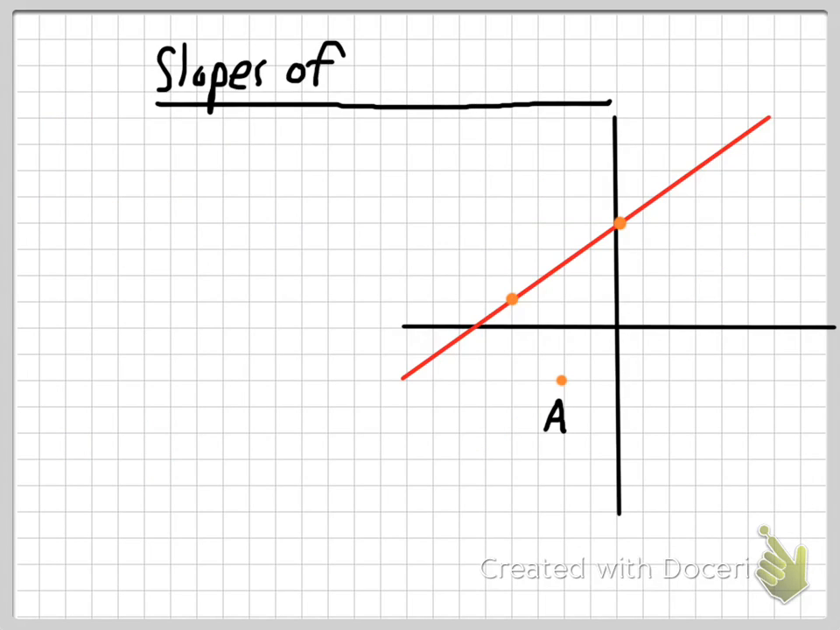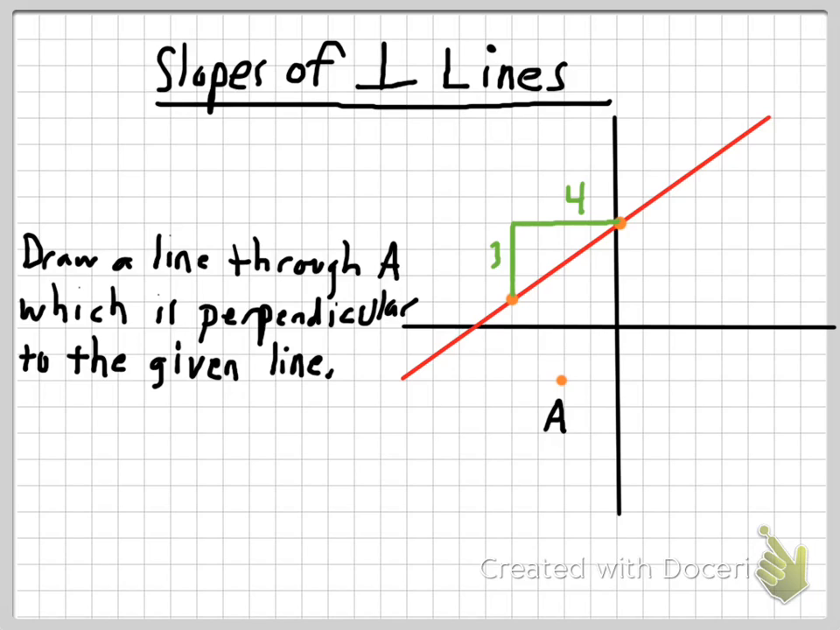Alright, you got the same picture that I had a moment ago. This time, instead of drawing a line through A that's parallel to the given line, we're going to draw a line through point A that's perpendicular to the given line. Alright, now we already know the slope of that first line is 3/4. Now we just need to know the relationship between perpendicular lines, the slopes of perpendicular lines.